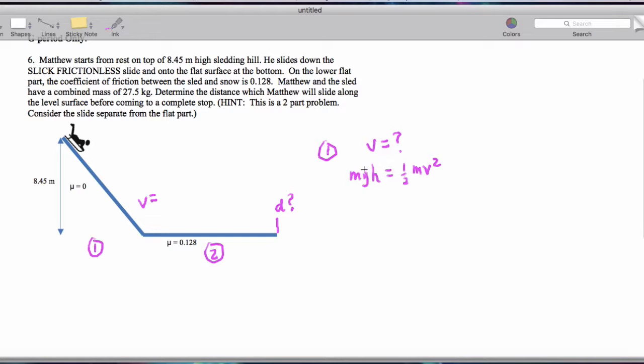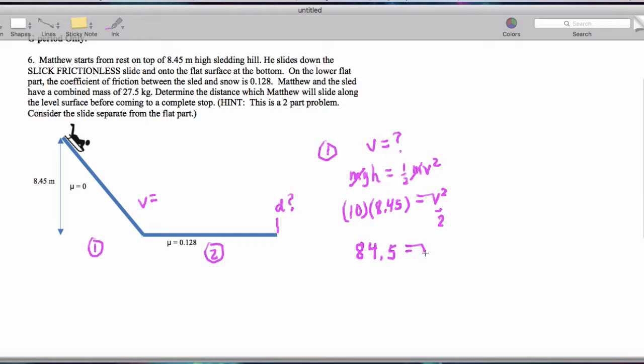Since we're in honors, I'm just going to sassily cancel these m's here because they divide out. So we have 10 times 8.45 equals v squared over 2. We're going to get 9 point something for this, aren't we? No. Actually, let's see, we'll get 84.5 equals v squared. Whoa, gross. I don't like it when it writes that way.